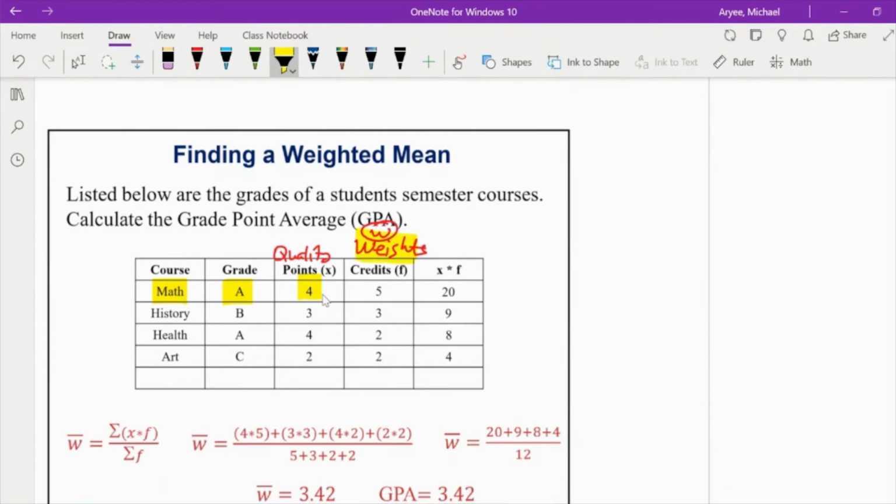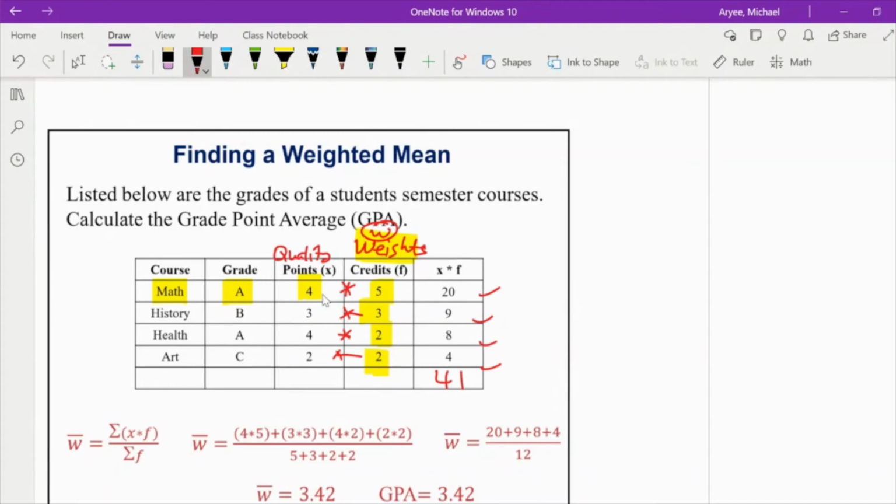So when you're calculating your semester GPA by yourself, the credit for each class is the weight attached to the class. All right, so here the math class for this particular college was 5 credits, history is 3, health is 2, art is 2. So you multiply the score by the weight. So here we have 4 times 5 that gives us 20. We have 3 times 3, that gives us 9. We have this times that gives us that. And what we do is we add all these numbers. All right, I think we get 41, is it not?